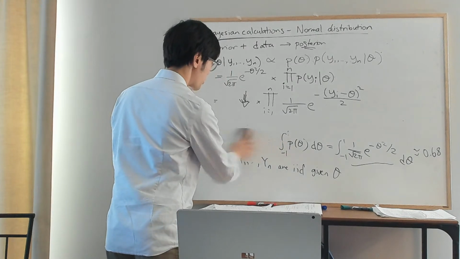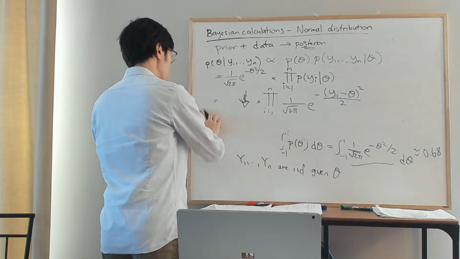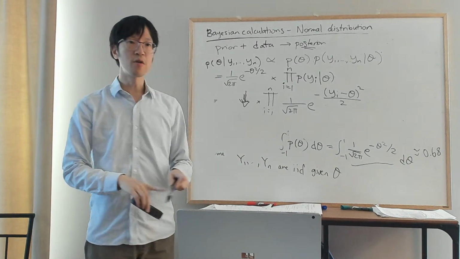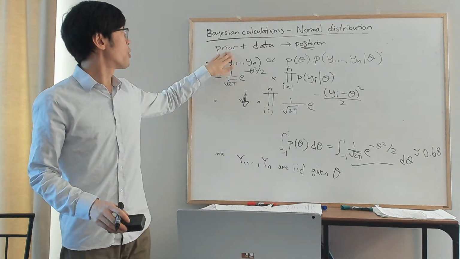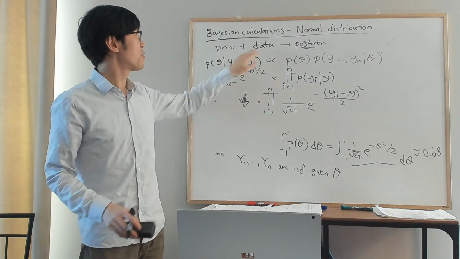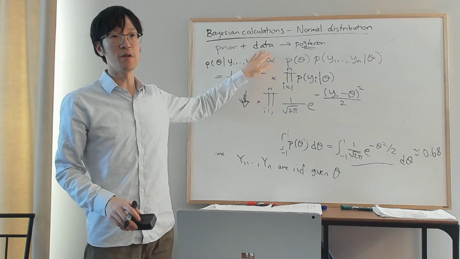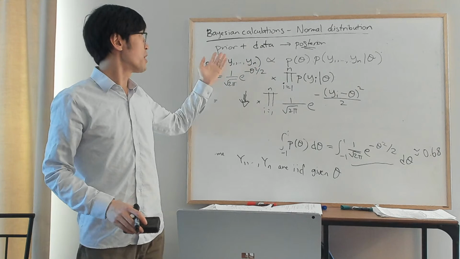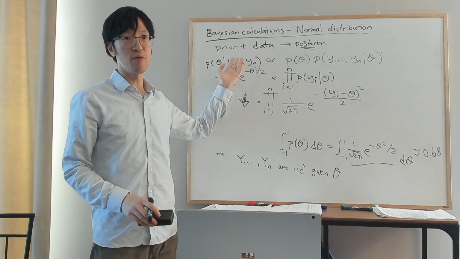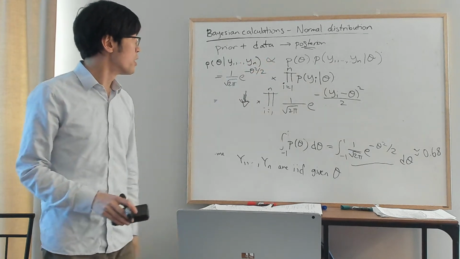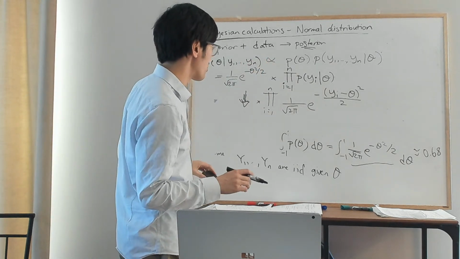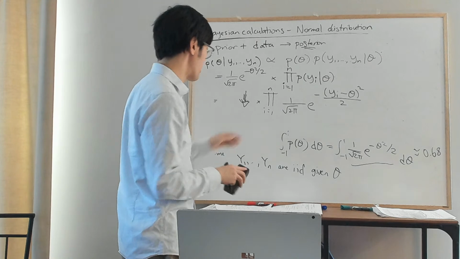And then I'm going to draw some pictures to convince you that indeed the posterior distribution you can think of as a compromise between what we believed beforehand, the prior, and what the data is telling us. So it is indeed a combination of these two sources of information: prior knowledge plus what we learned from the data. Okay, so I will illustrate that. But first, we need to finish this calculation.